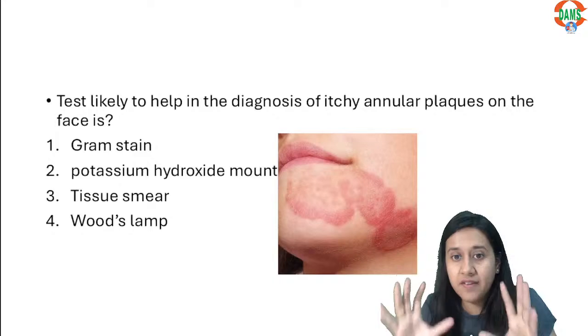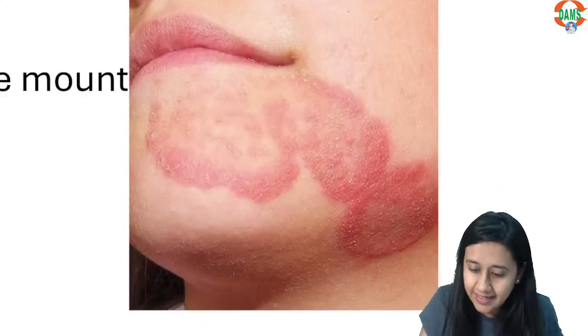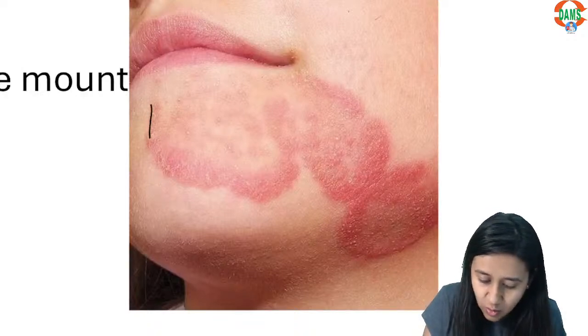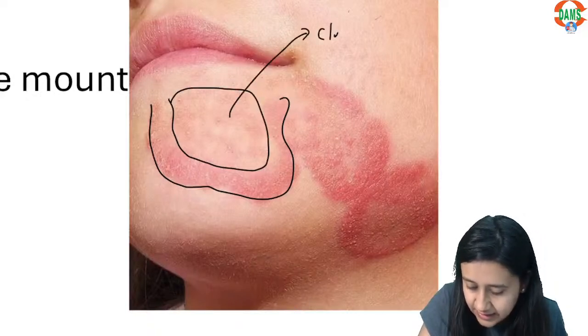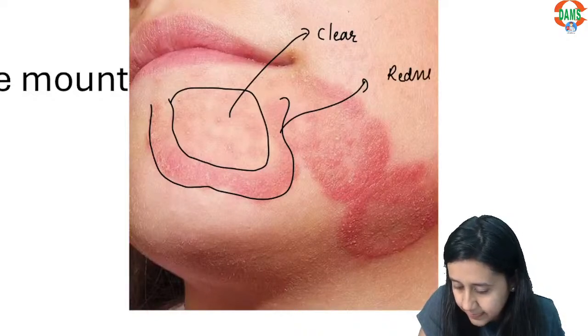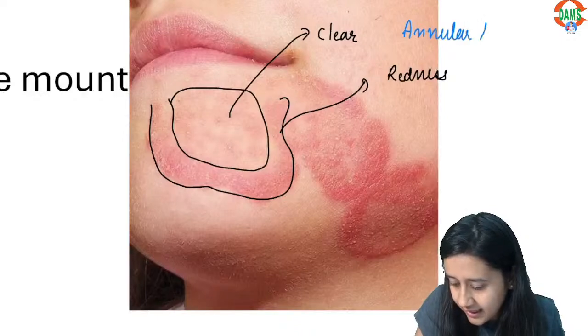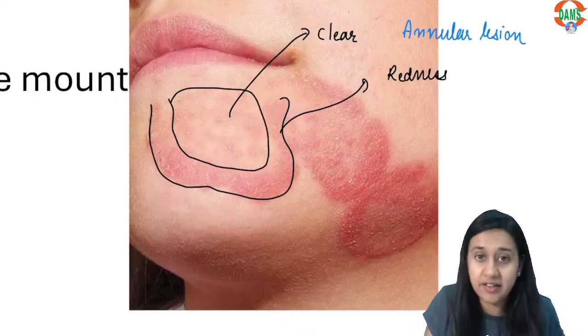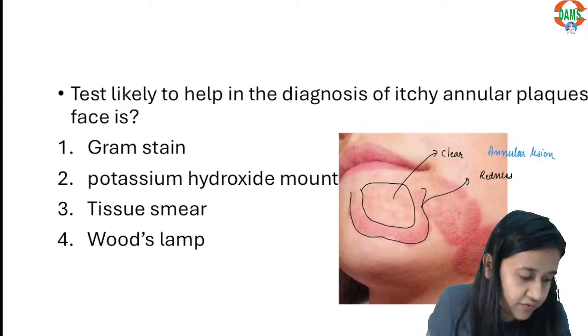You can see a very classical annular lesion. Annular means it has different consistency on the periphery, and you can see the center looks clear. Center looks clear. Periphery shows redness. So this is an annular lesion. Annular lesion with central clearing, very classical of tinea, fungal infection of the face.